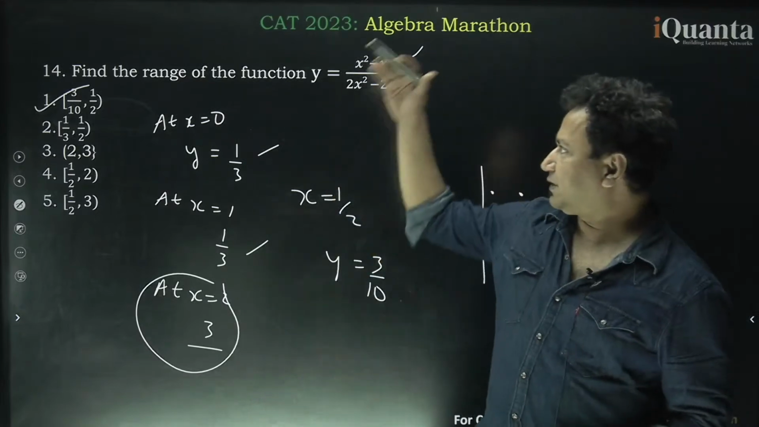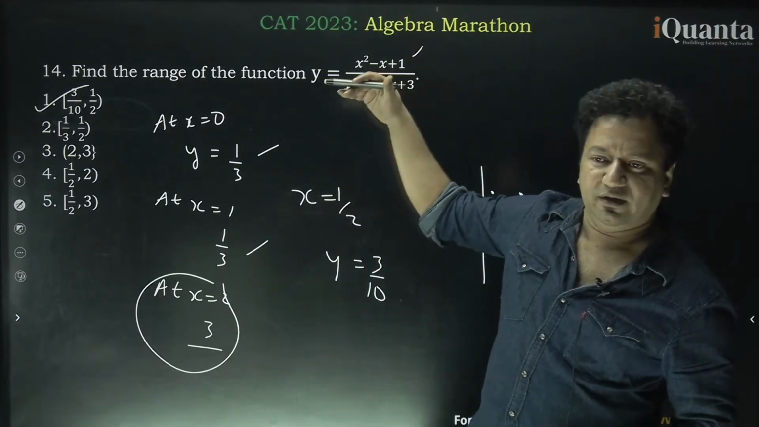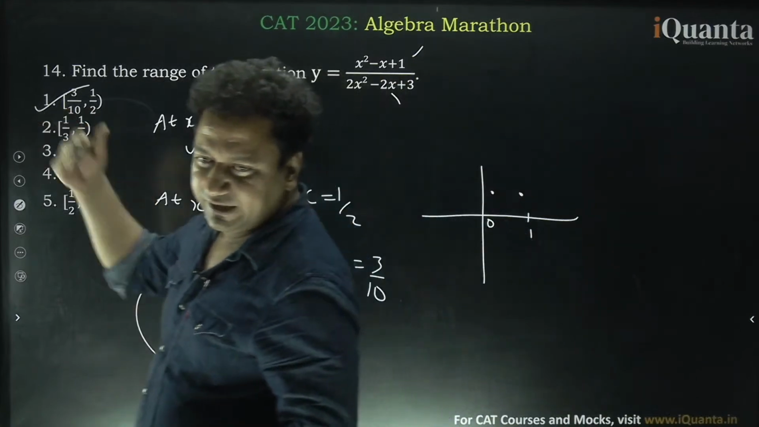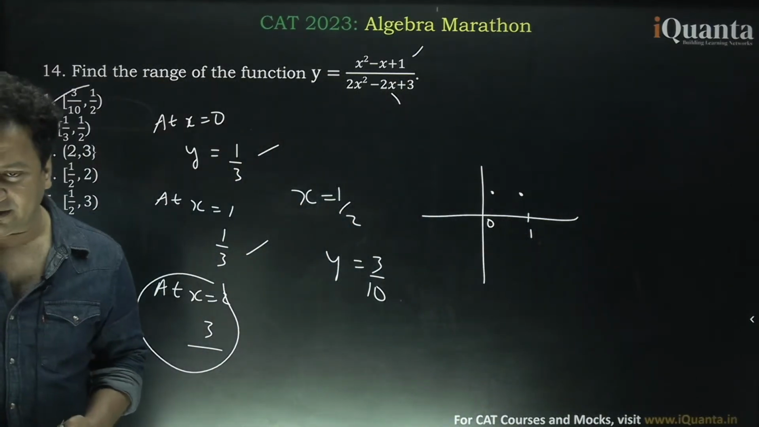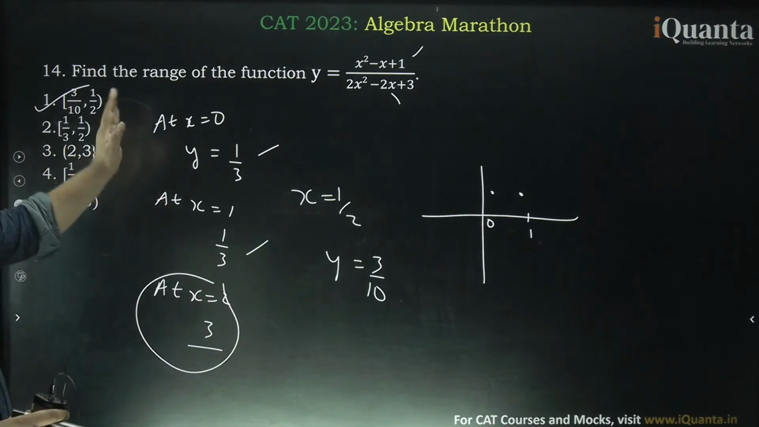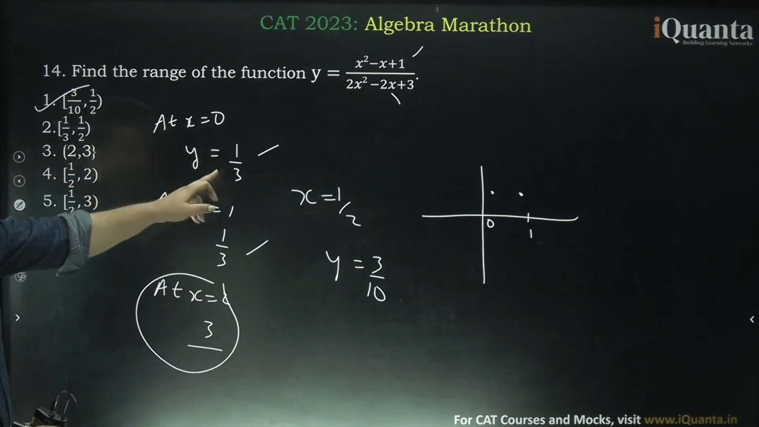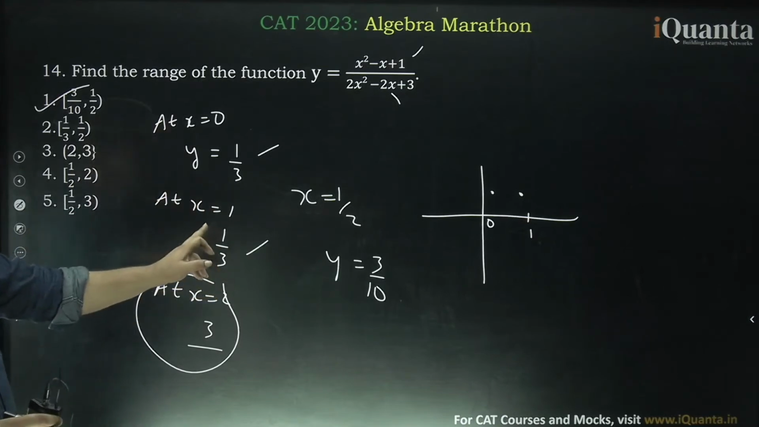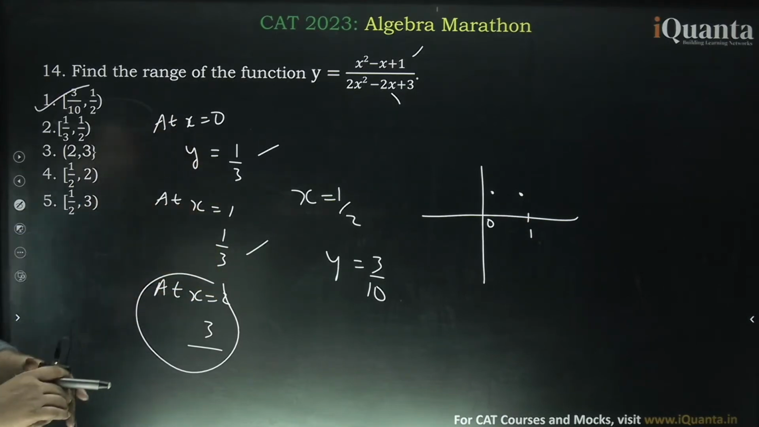Second degree on the numerator as well as denominator. We'll be having parabolas for each of the numerator and denominator. And when we put the values, we saw that it is becoming symmetric. The value we got at 0, we got the same value at 1 also. So in between we will get the maximum or minimum.